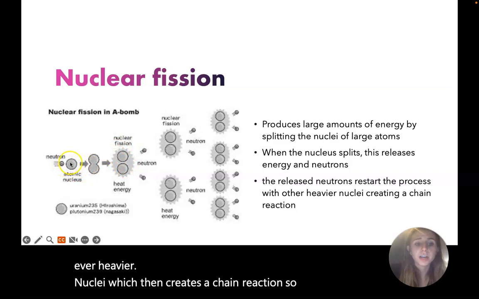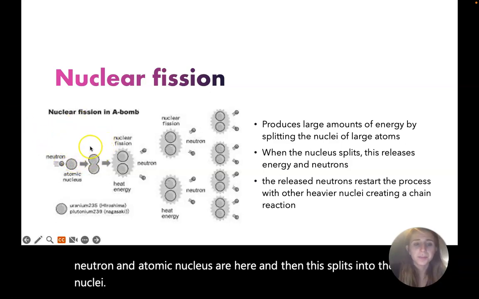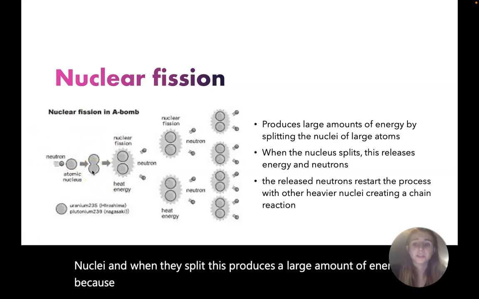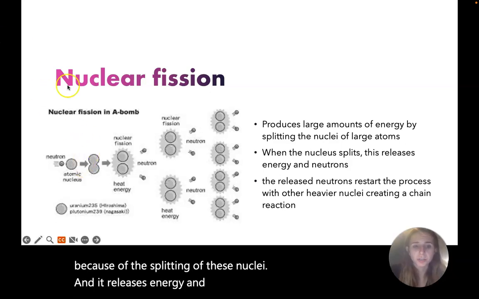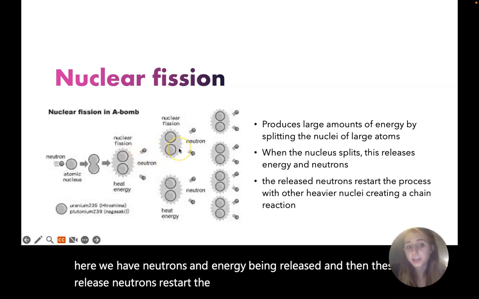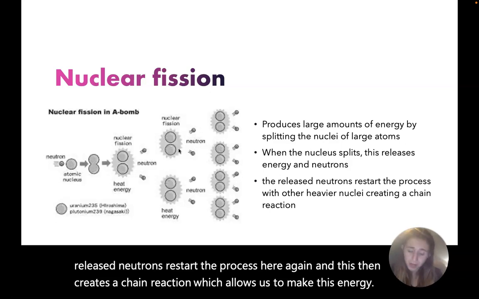So we can see the neutron and atomic nucleus are here, and then this splits into the nuclei, and when they split, this produces a large amount of energy because of the splitting of these nuclei. It releases energy and neutrons as well, which you can see here. We have neutrons and energy being released, and then these released neutrons restart the process again. This then creates a chain reaction, which allows us to make this energy in an atomic bomb.